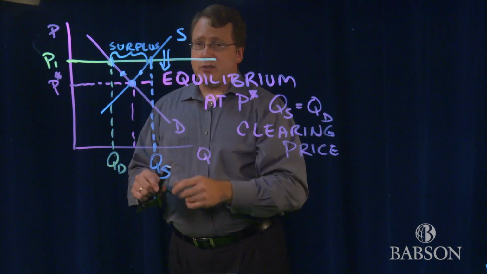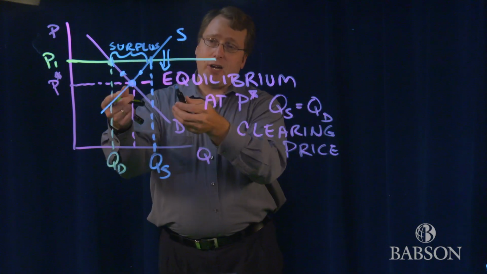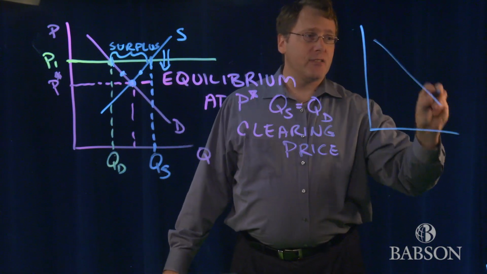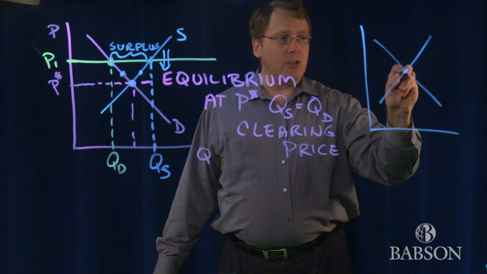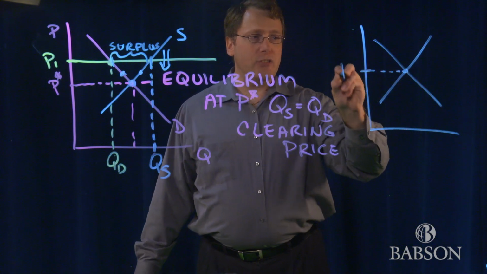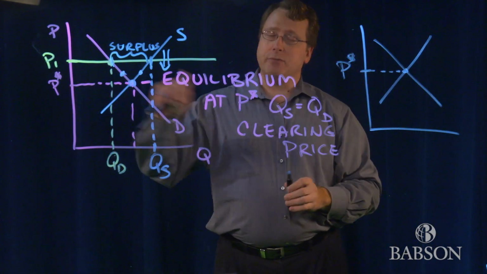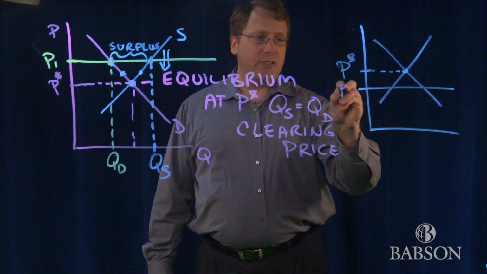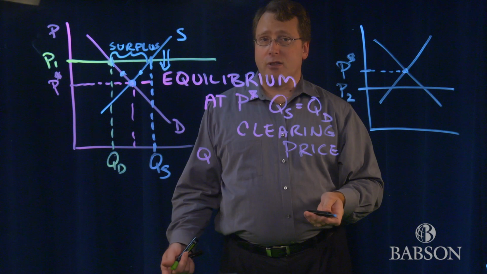Now, a very similar story would happen if instead of talking about a surplus, what if we talked about a price that was below the market equilibrium? So here's that market equilibrium price that we had over here. Now imagine that the price is a little bit lower than that.